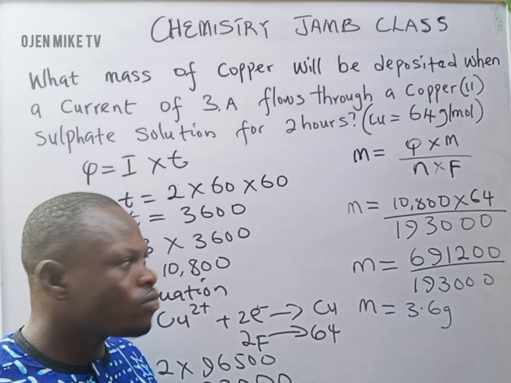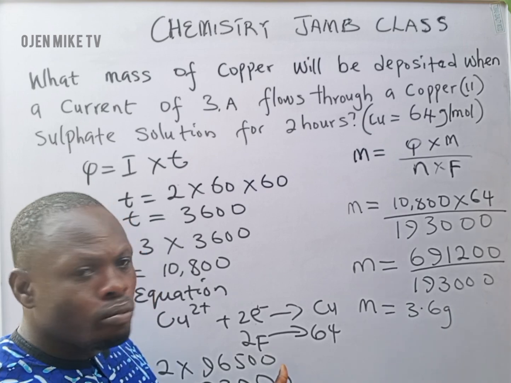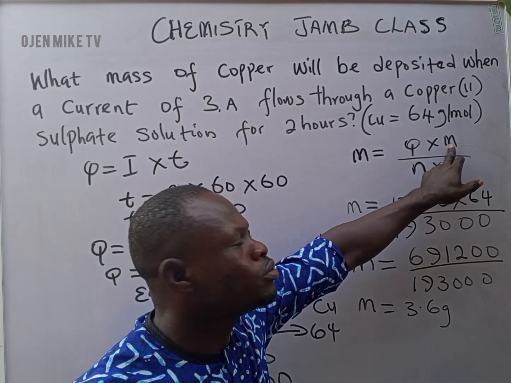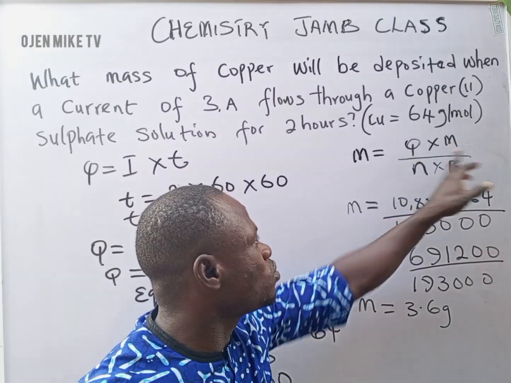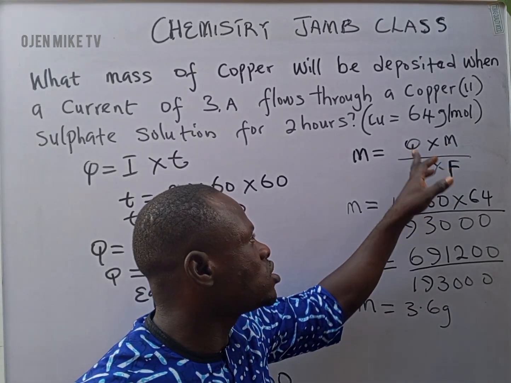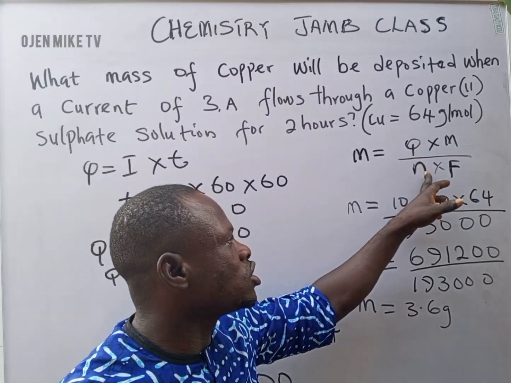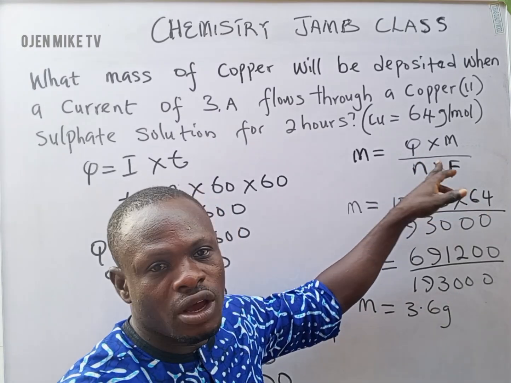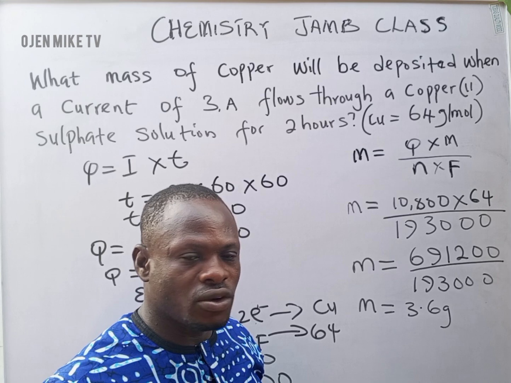If you are asked to solve for moles, simply remove this molar mass. Very simple. Remove it, then you find your quantity divided by the oxidation number of that particular element, and multiply it by Faraday's. Are you following?